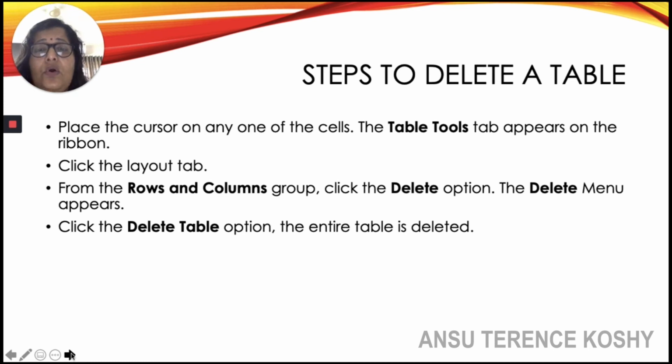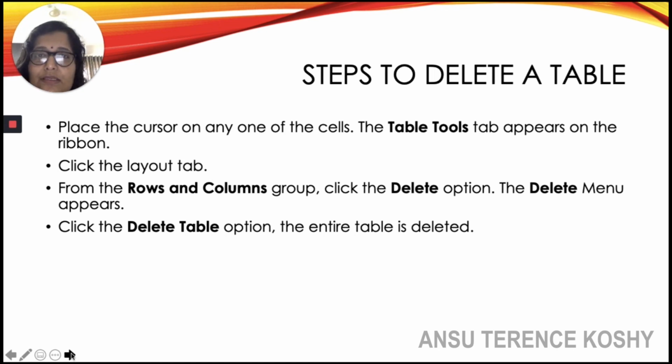Place the cursor on any one of the cells. The Table Tools tab appears on the ribbon. Any one cell you can select. At that time, the Table Tools option appears on the ribbon. Then click the Layout tab. Then from the Rows and Columns option, you need to check the Delete option. The Delete menu appears. Then click the Delete Table option. The entire table is deleted.